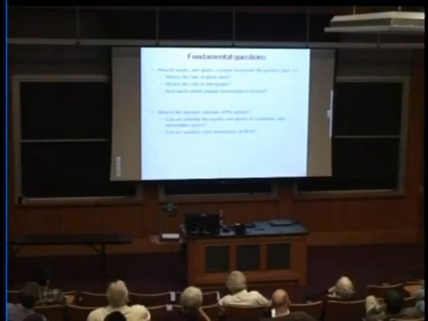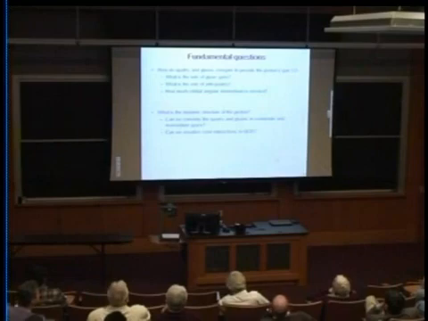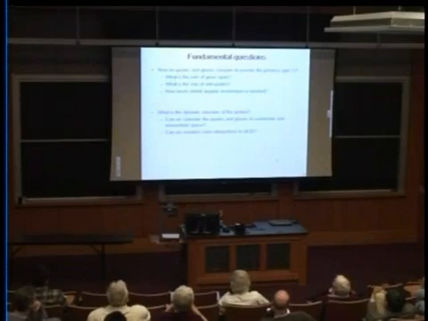So some fundamental questions. How do the quarks and gluons conspire to provide the proton spin of 1/2? What's the role of gluon spins? Quark spins provide about 1/3. What's the role of antiquarks? As you saw, those uncertainties are quite large. What about the orbital angular momentum?